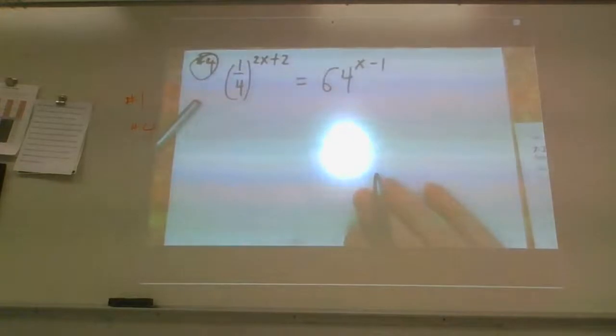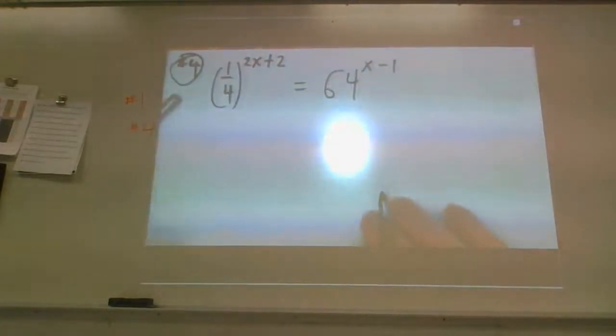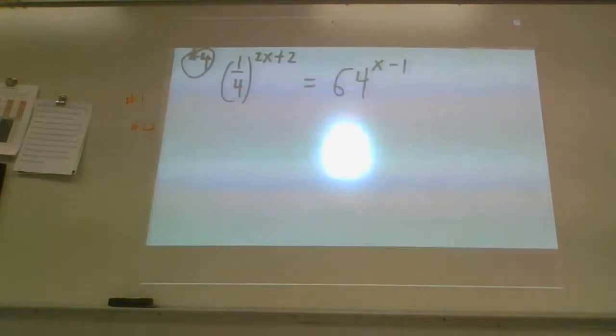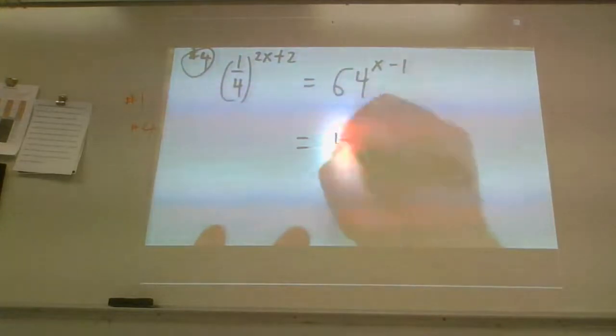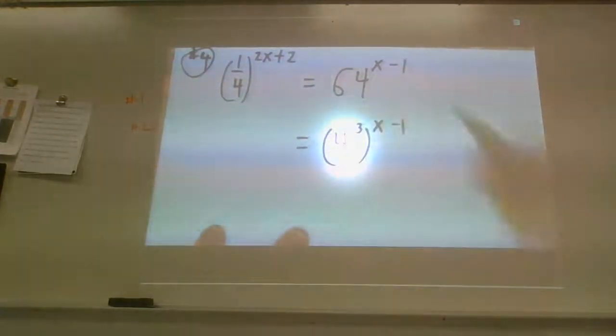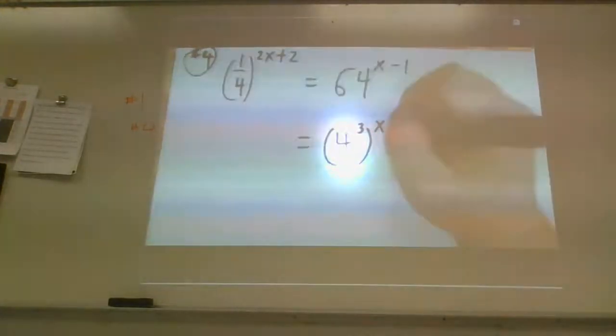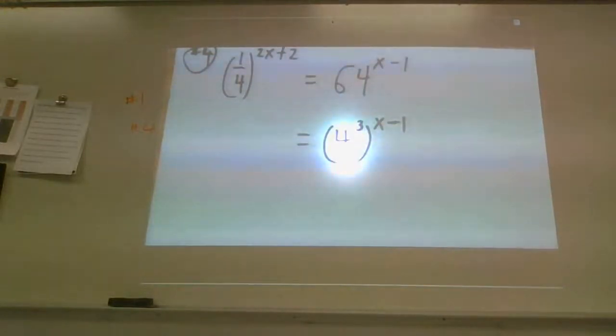Zooming in more. Same process. The base on the left side is 1/4, and the base on the right side is 64. I know that 4 cubed is what I probably need. Yes, 4 cubed. Good for you. Happy day. High fives all around.